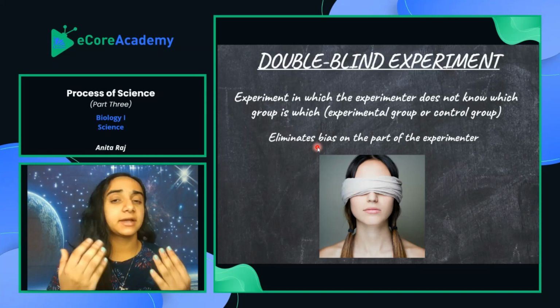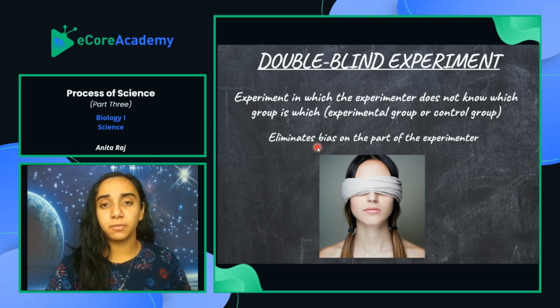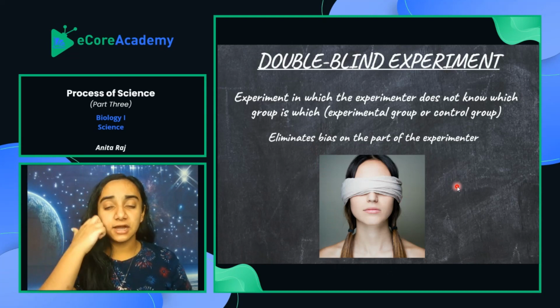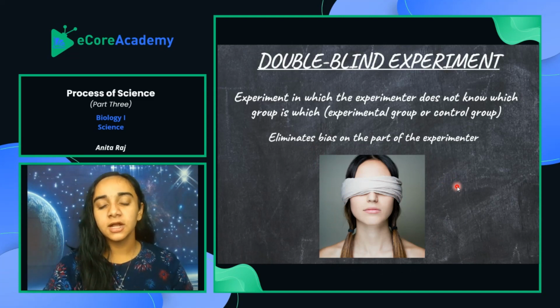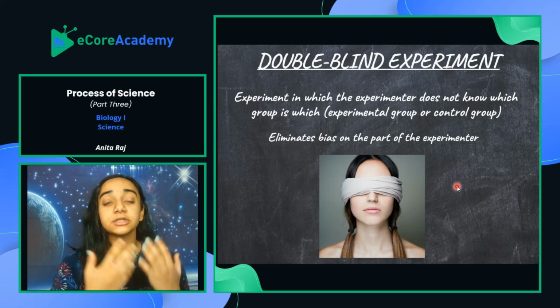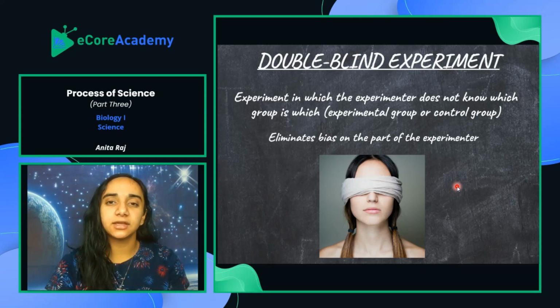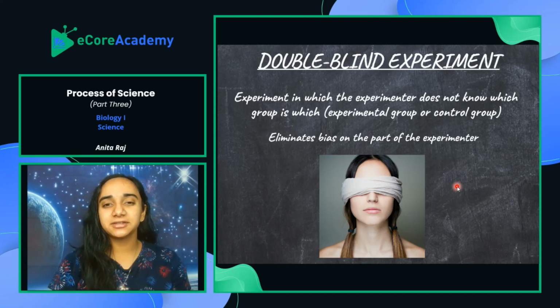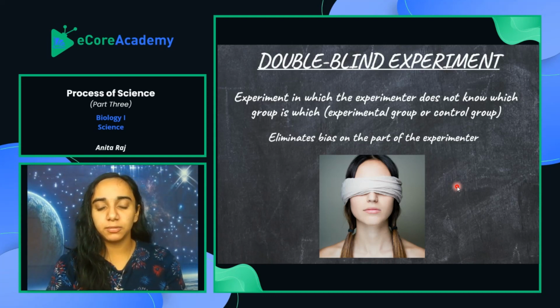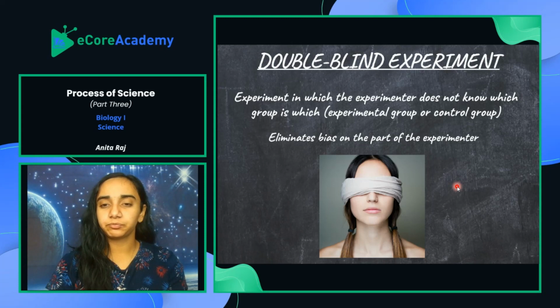And the main purpose, like I said before, is that it eliminates bias on the part of the experimenter. And if you see down here, I put a picture of a girl with a blindfold on. Oftentimes in science class, when they're introducing you to this concept, they'll show you pictures of people blindfolded. This is just a way to emphasize that there is no bias, because you can't see anything. And if you can't see anything, then you can't really be biased. So it's just like a little analogy. It's a way you can remember it. So double blind. You're blind to the bias.